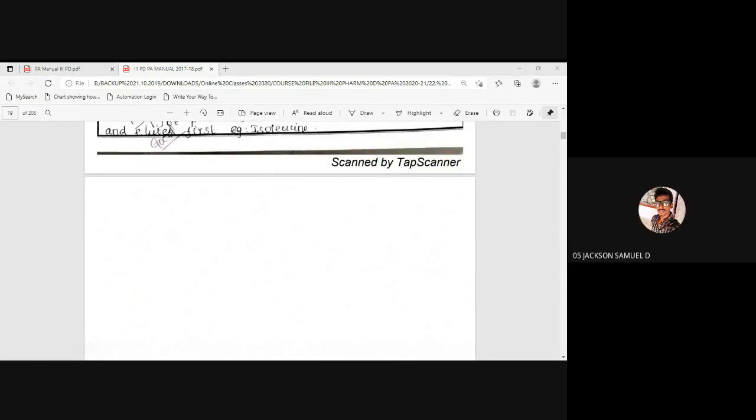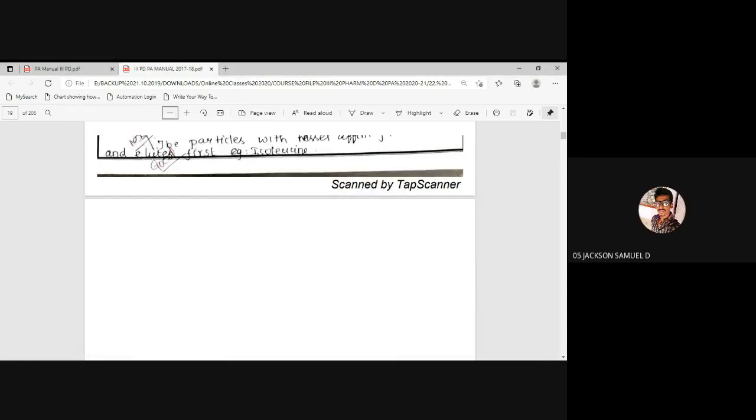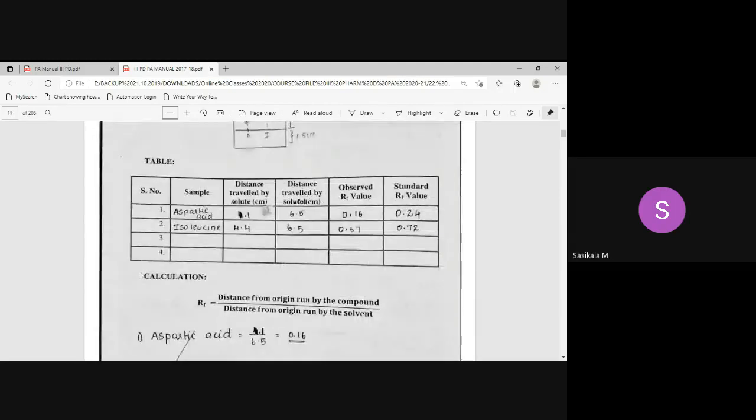Distance traveled by the solute should be constant or it should be changed, ma'am? Solute can be changed according to the standard RF value. Either you can increase or decrease. You should have observed the standard RF value in the tabular column. Have you observed the standard value, that is 0.24 and 0.72? This is standard. Observed value is from the distance you have observed for the sample. This can be changed.